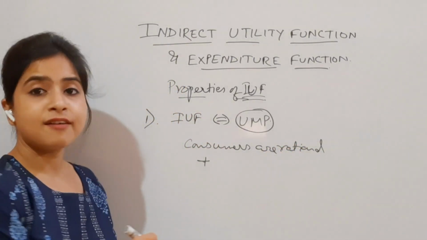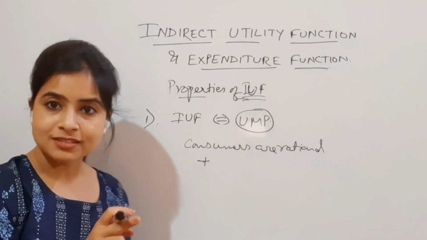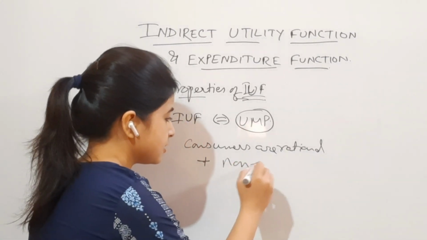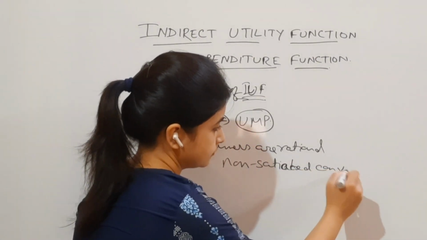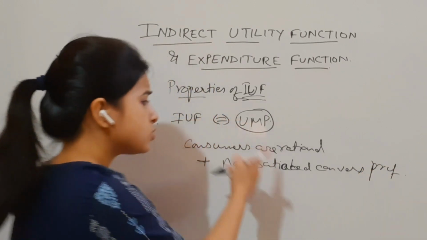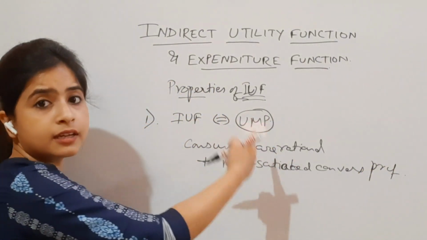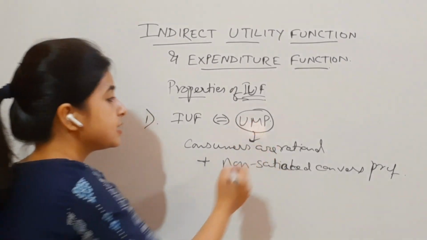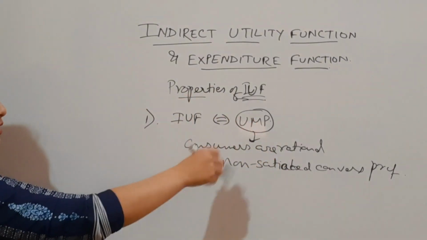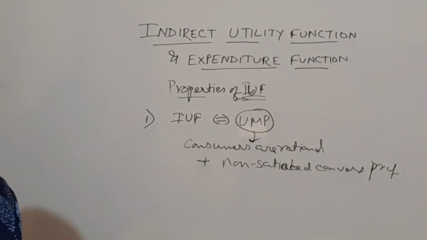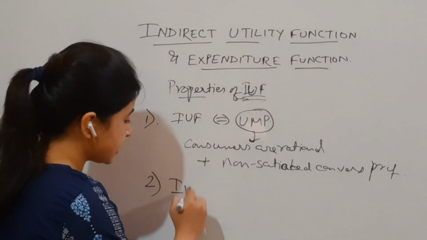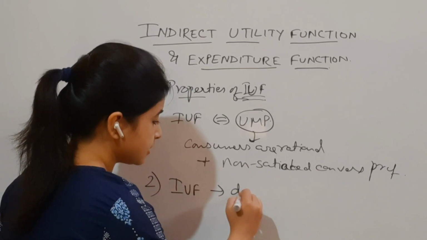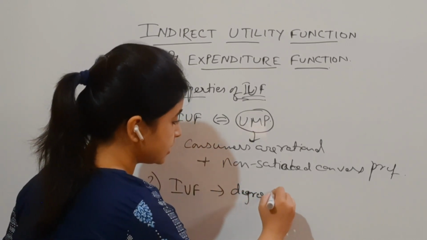Along with it, they have convex, non-satiated preferences. Non-satiated convex. So where are these coming from? The indirect utility maximization problem. Since it is related to the indirect utility function, these also hold for the indirect utility function as well. Another important property is that the indirect utility function is homogeneous of degree 0.